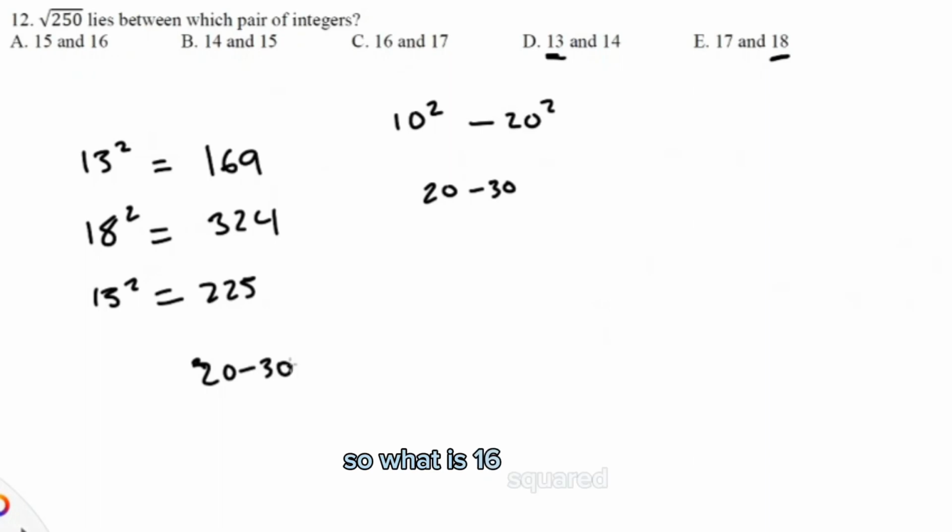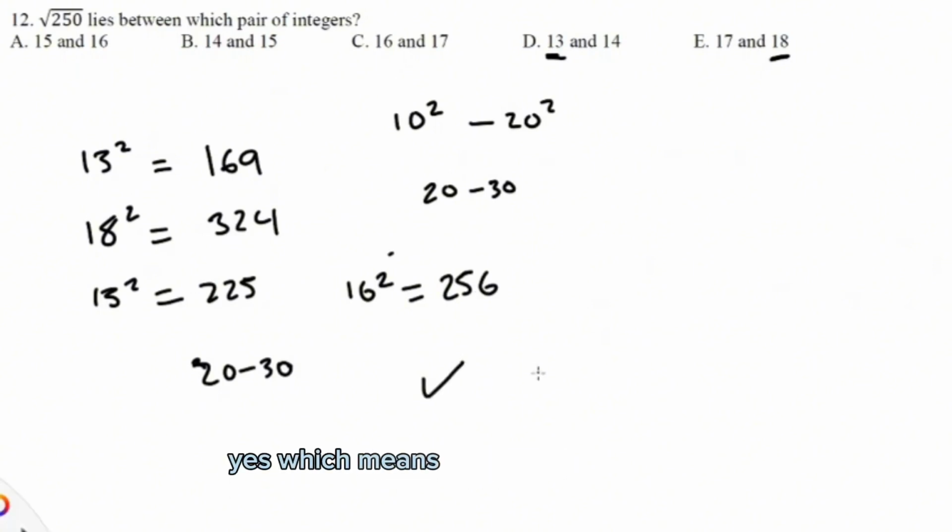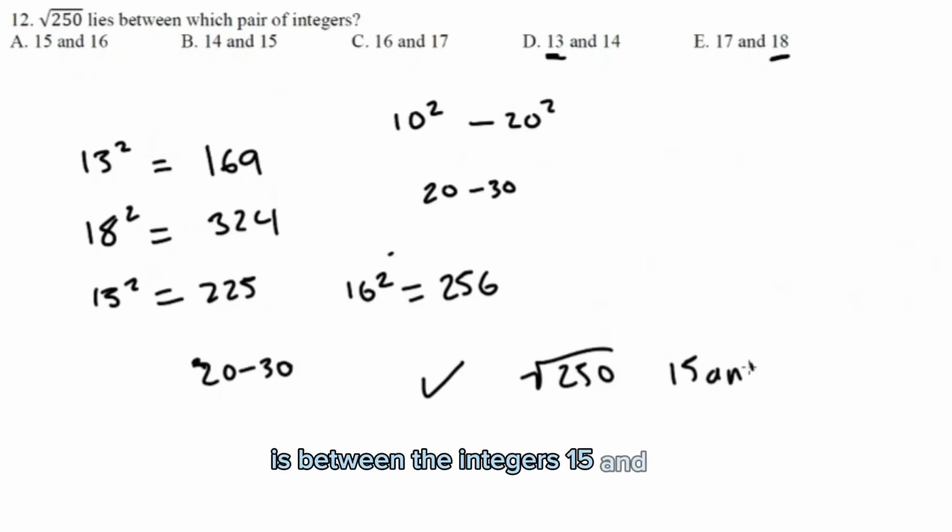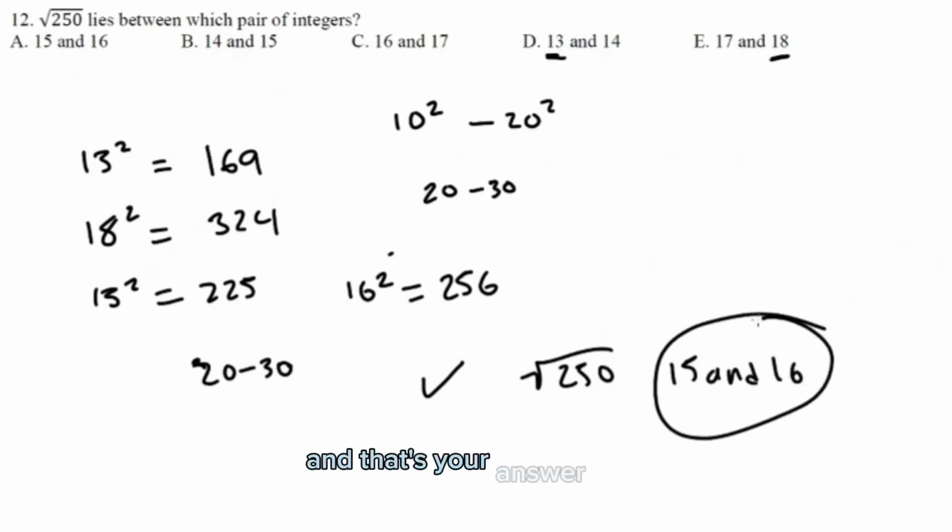So what is 16 squared? 16 squared is 256. Alright, is 250 between 225 and 256? Yes, which means the square root of 250 is between the integers 15 and 16, and that's your answer.